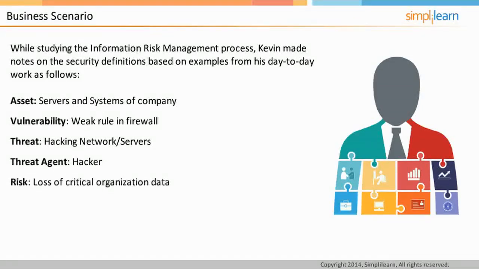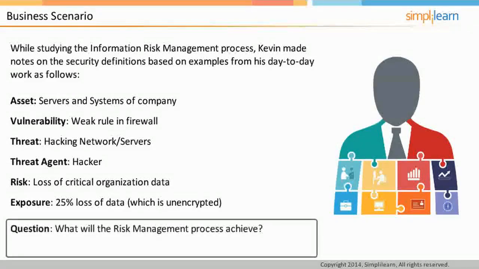A good example he identified for a risk is the loss of critical organization data. A good example he identified for exposure is an instance of 25% loss of data which is unencrypted. Based on the definitions, he would like to define the purpose and role of the risk management process. What will the risk management process achieve? It helps maintain the identified risks to an acceptable level.